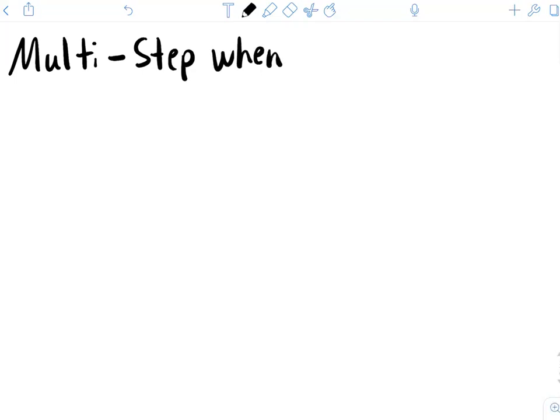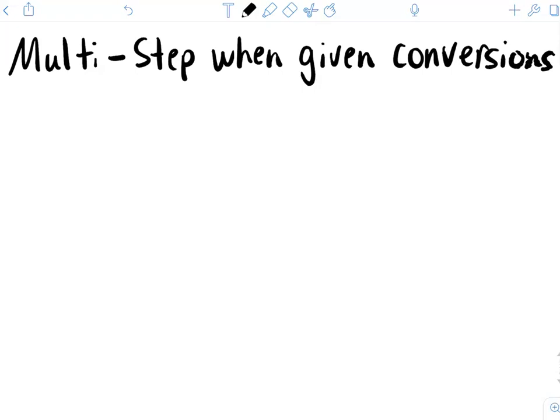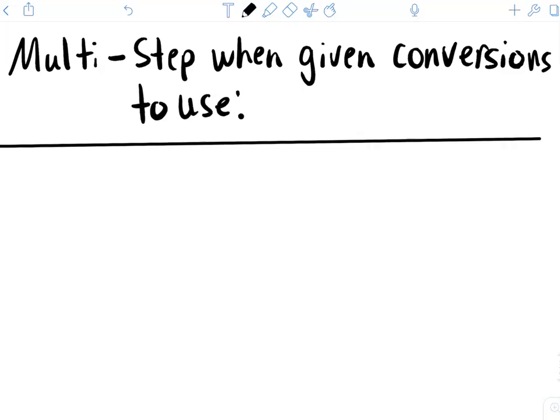Okay, now that's what happens whenever we are dealing with our SI units. But let's talk about, well, what do I do if I have a multi-step problem when my conversions are given to use? So now not all of them are going to be given, but some of them are going to be given. And it's important to note here that the conversions you're getting ready to see a lot of times are going to be used with cooking. So cooking is a great example of a practical use of dimensional analysis.